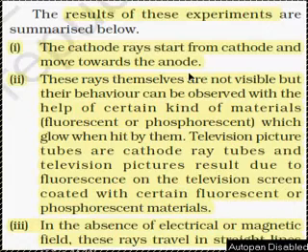The results of these experiments are: number 1, the cathode rays start from the cathode and move towards the anode. Number 2, these rays themselves are not visible, but their behavior can be observed with the help of certain kind of materials which glow when hit by them. Television picture tubes are cathode ray tubes, and television pictures result due to fluorescence on the television screen coated with certain fluorescent or phosphorescent materials.